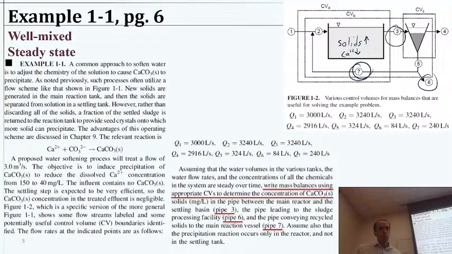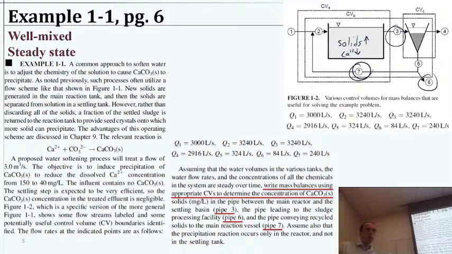Okay, so rather than discarding all the solids, a fraction of the settled sludge will be returned. That provides seed crystals. I actually already explained that for the new precipitates. The advantage will be discussed in chapter 9 in case you're curious. I don't think we're covering that directly, so we just get a little sneak peek here. So the chemical reaction is Ca2+ plus CO3 2- gives us CaCO3 solids.